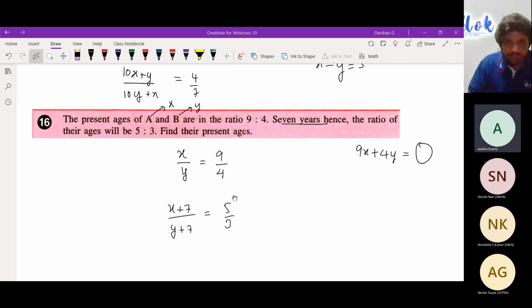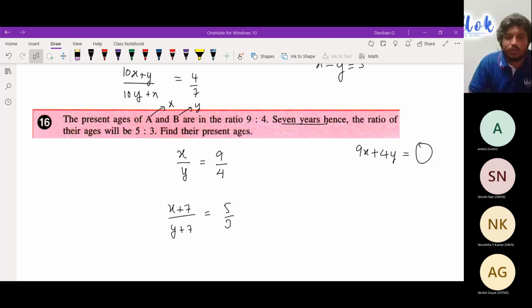Sir, can you do it with one variable? What do you mean by one variable? Sir, let the ages be 9x and 4x. Therefore, 9x plus 7 divided by 4x plus 7 equals 5 by 3.